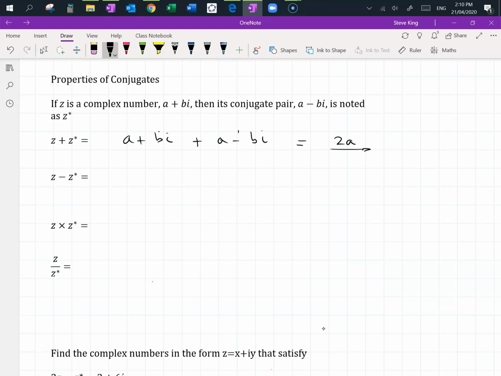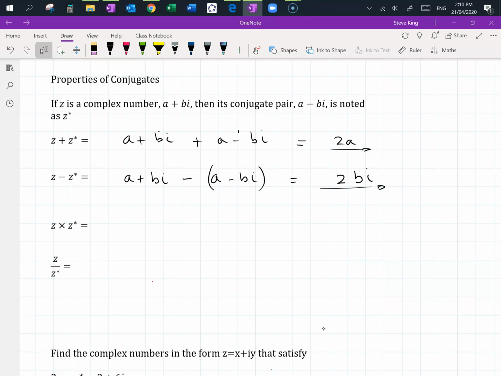If I go and take away the number and its conjugate, I'm going to get a plus bi minus a minus bi, and the bracket is going to affect both things. So I'm going to get a minus a, which is going to mean the real component will disappear, and I'm going to have bi plus bi, so I'll have 2bi. So the difference between two conjugates is going to be the imaginary component being doubled.